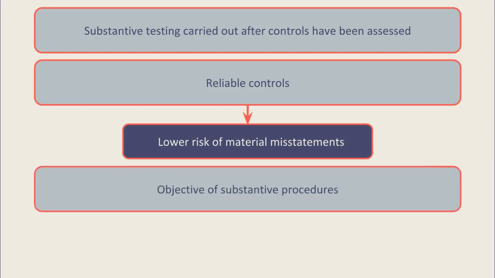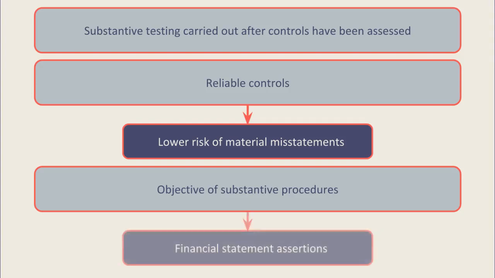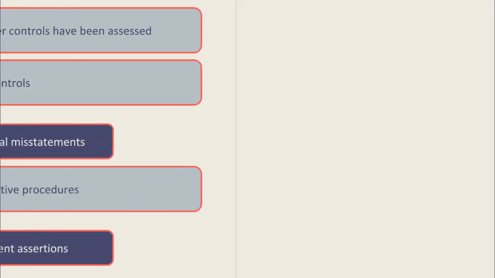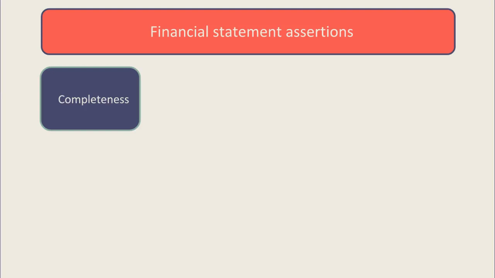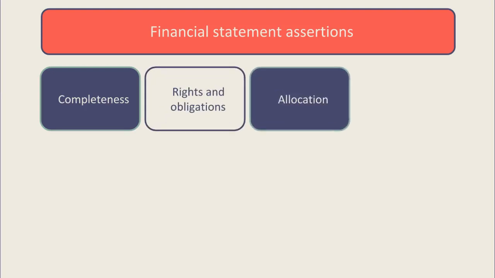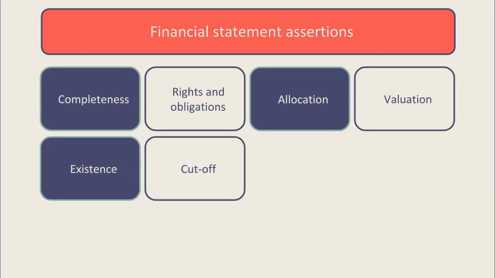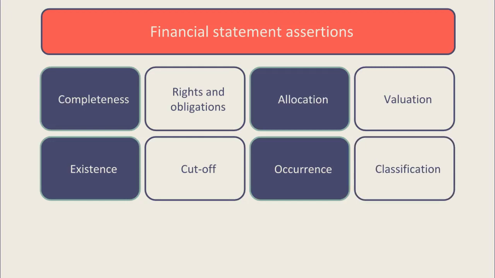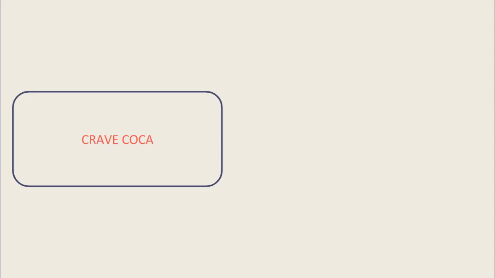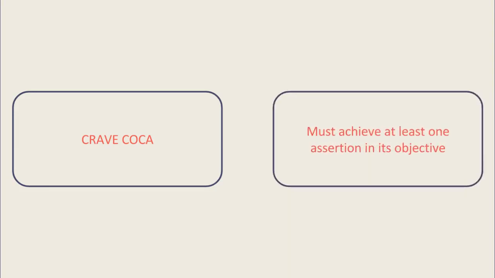The objective of substantive procedures is broken down into the financial statement assertions. These are completeness, rights and obligations, allocation and valuation, existence, cut-off, occurrence, classification, and accuracy. CRAVE COKER can assist in remembering these assertions. Every substantive test must achieve at least one assertion in its objective. These financial statement assertions are covered in more detail in another video.